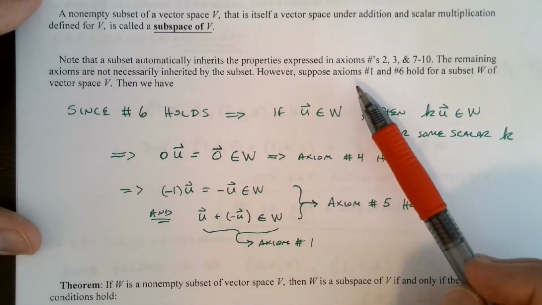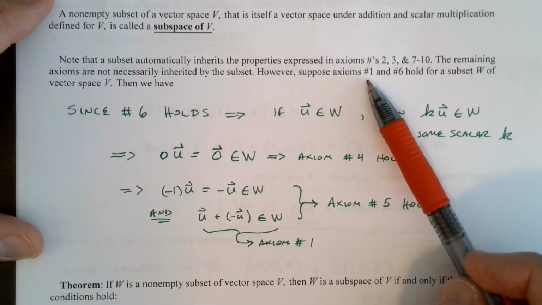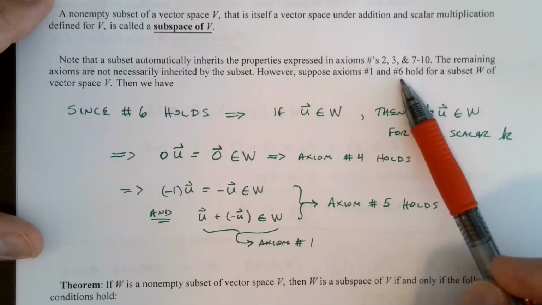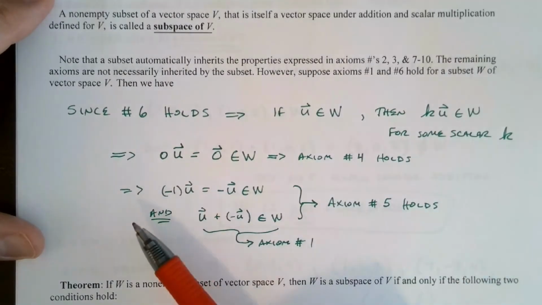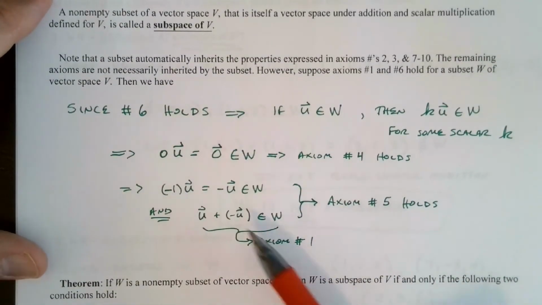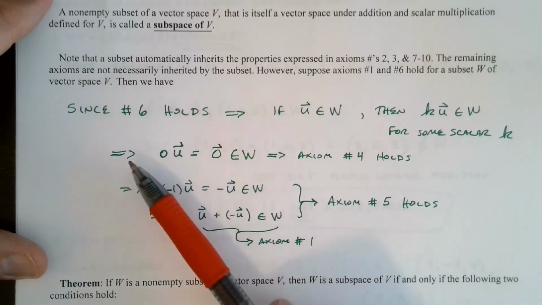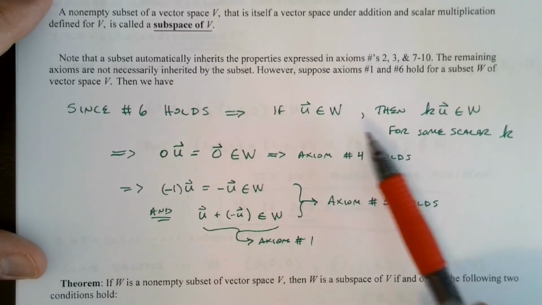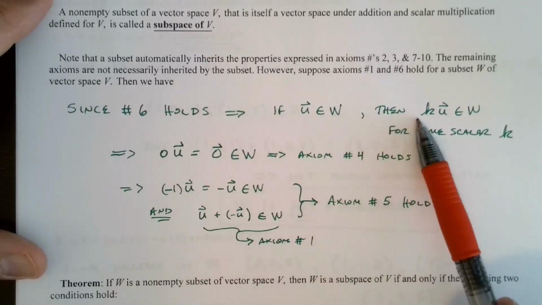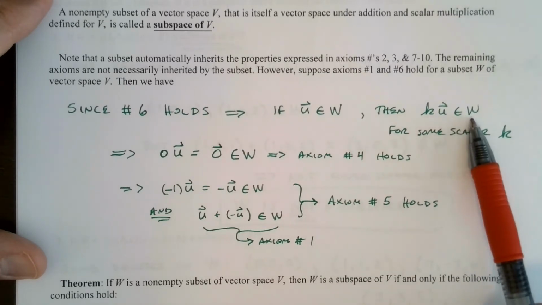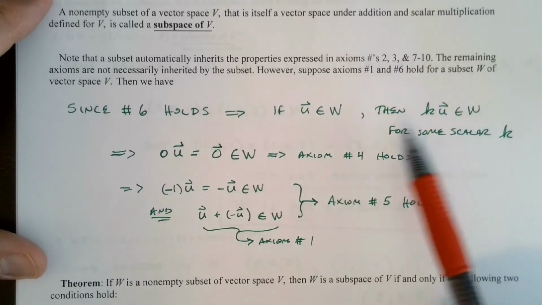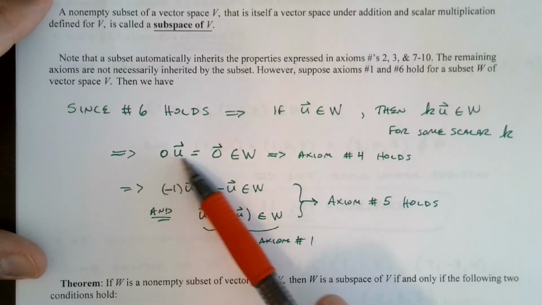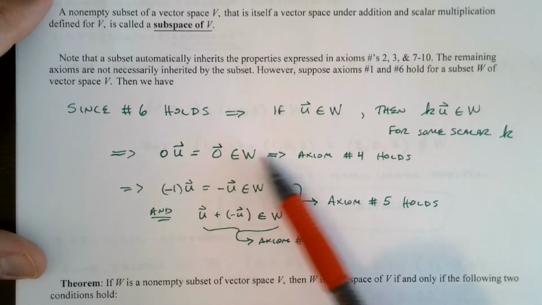However, suppose axioms 1 and 6 hold. 1 is the closure under addition, and 6 is the closure under scalar multiplication. If those two hold for a subset W of a vector space, then we have proven here basically that the other 2 remaining axioms also apply. Because if number 6 holds, and we have any vector U in the subset W, then K times U must be in W. It's closed under scalar multiplication. And therefore, if I multiply by 0, I get the 0 vector. That must be in W. Well, that's axiom number 4.